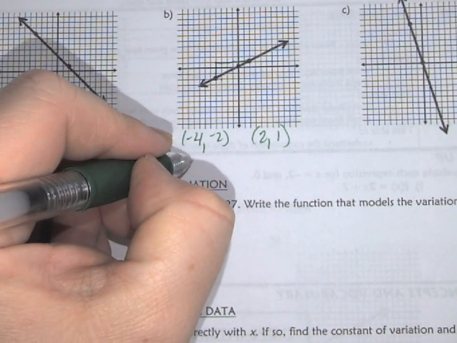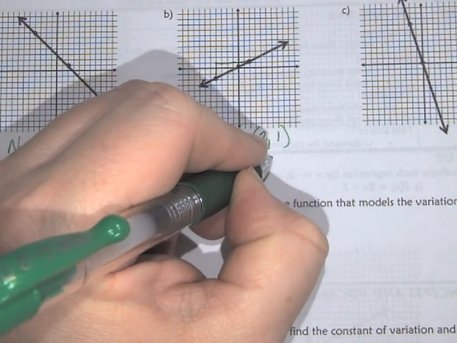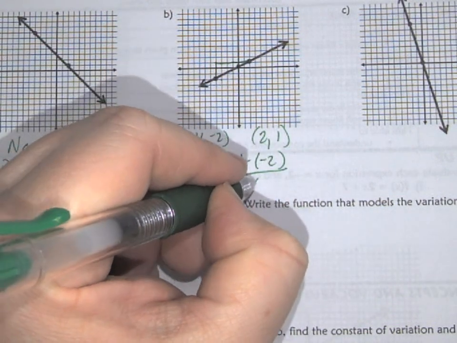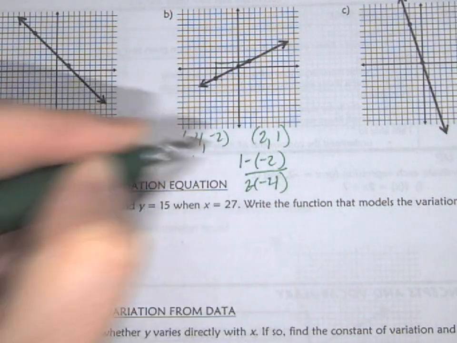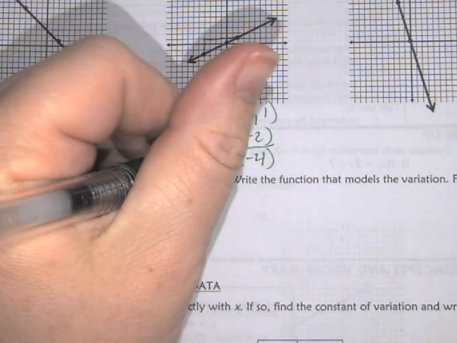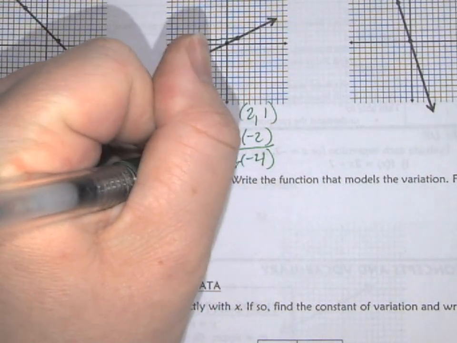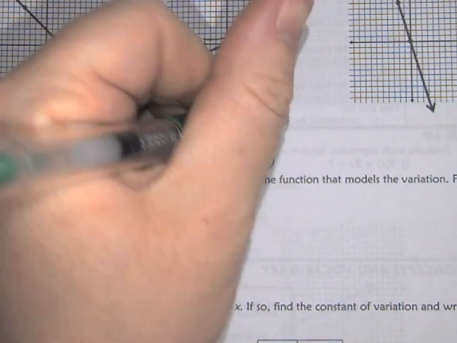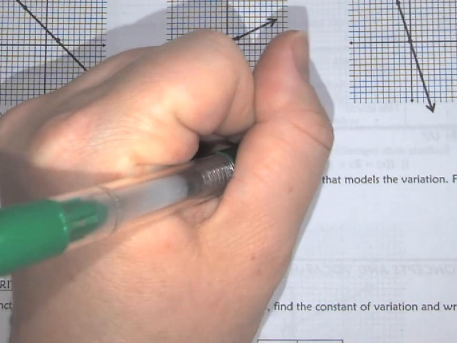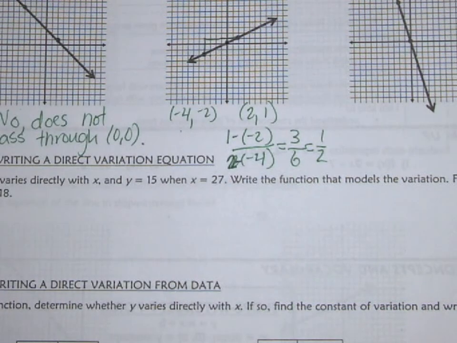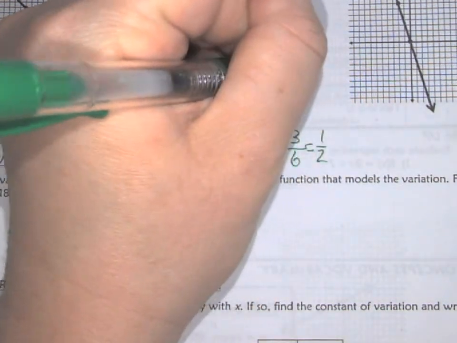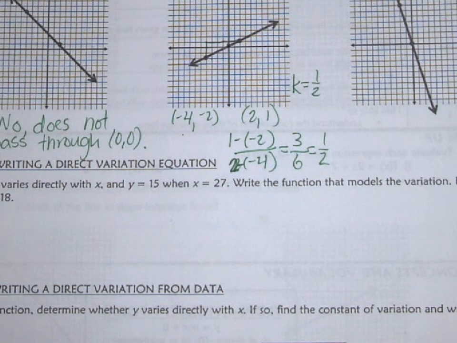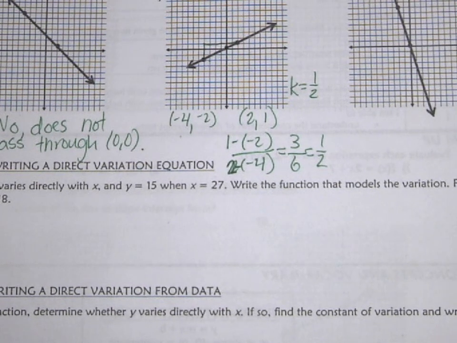I can do 1 minus -2 over 2 minus -4. Okay, that's a little hard to read. 2 minus -4. And I get 3 over 6, or 1/2. So this is my constant of variation. The constant of variation and the slope represent the same relationship between x and y when you have direct variation.